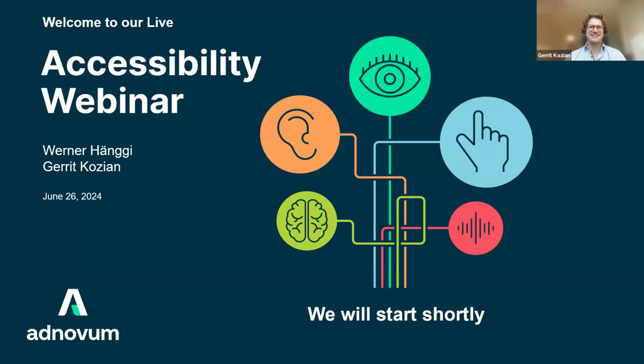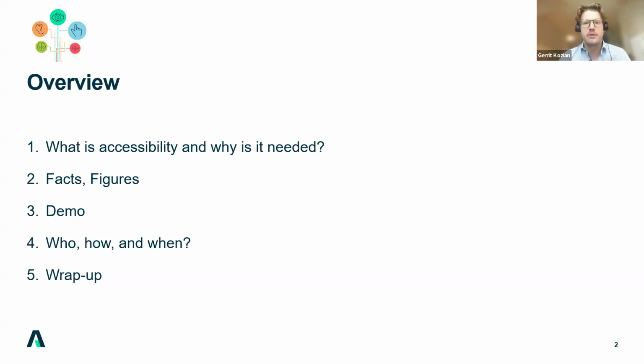Perfect. Thank you, Werner. Let's jump to a quick overview of the webinar today. Today's presentation is all about accessibility. We'll cover what it means and why it is necessary to understand it. Afterwards, we'll have a guessing game with some facts and figures where we will test your knowledge. And then Werner will explain what a screen reader is and how he navigates websites with more or less success. Then we'll figure out who's responsible for accessibility, how do we do it, and especially when. And then afterwards, we'll wrap up the session with a quick summary.